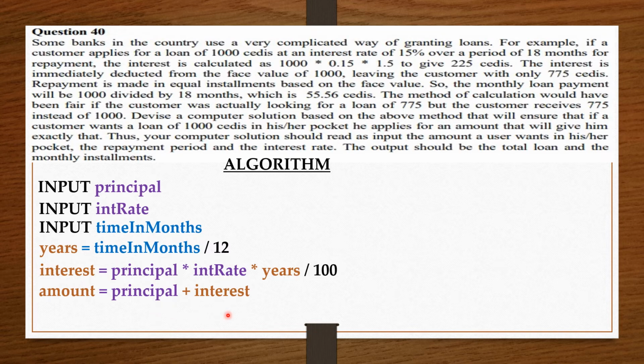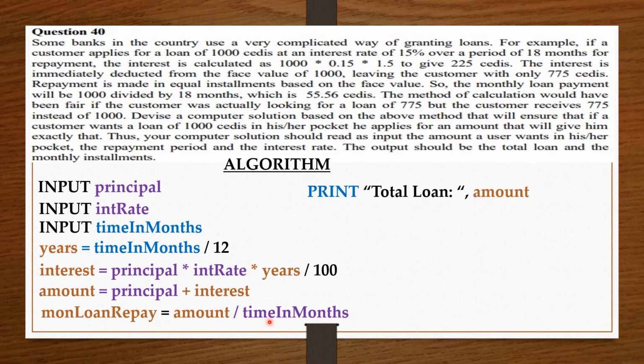Now, how much is the customer going to pay every month? It's going to be the monthly loan repayment equals the total loan divided by the time in months. So this is going to give us the monthly equal installments until the end of the time in months. So from there, we print that the total loan is equal to the principal plus the interest. Then the monthly installment is going to be the monthly loan repayment.